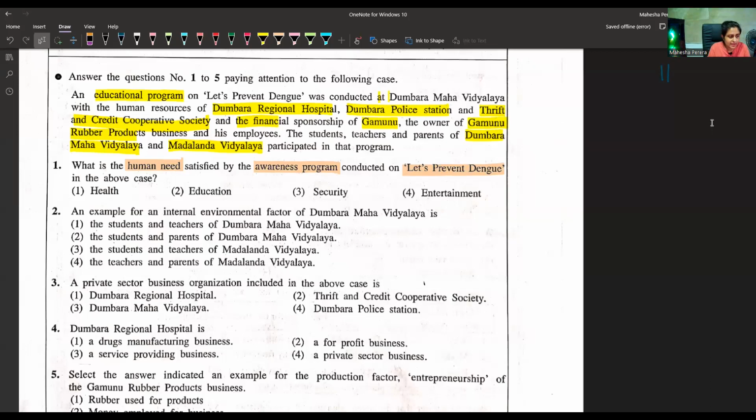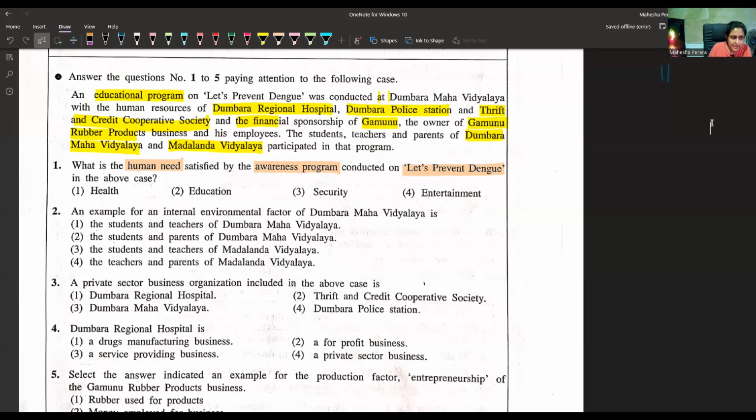Now, dengue is kind of a disease. It's an illness, so we think it's health. But now, exam tip, this is a very good learning point. If you read the question properly and if you have highlighted the key terms, you understand the answer. Look carefully at the words I have highlighted.